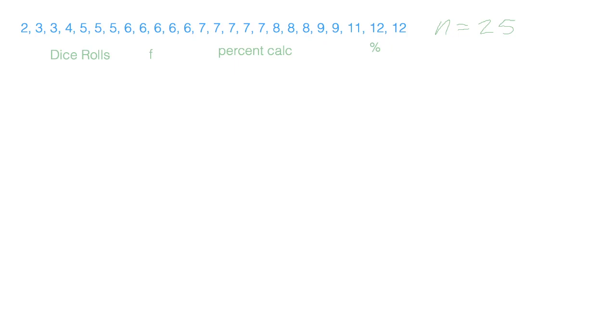So let's go ahead and start by getting those values here underneath dice roll. I'm going to start with 2, 3, 4, 5, 6, 7, 8, 9, 10, 11, 12. Okay, so these are all possible dice rolls. And now we want the frequency, all right?